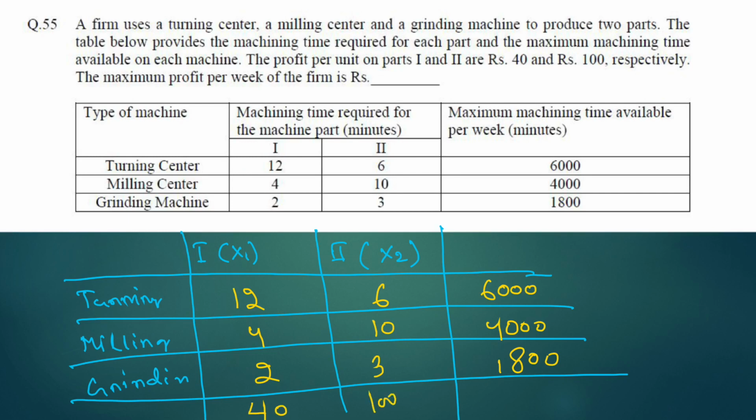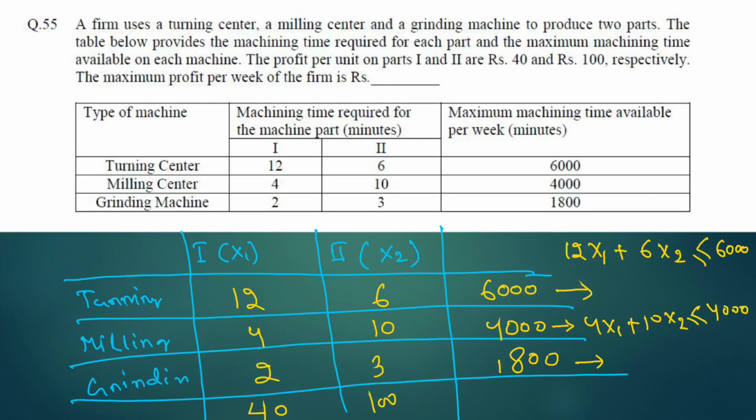Then we will write down our equations. First equation is this one: 12x1 plus 6x2, maximum, so it's less than equal to 6000. This is equation 1. Then second, 4x1 plus 10x2 is less than or equal to 4000. Then third one, 2x1 plus 3x2 less than or equal to 1800. Then this is for maximum. So Z max is, this is our objective, 40x1 plus 100x2. This is our objective.